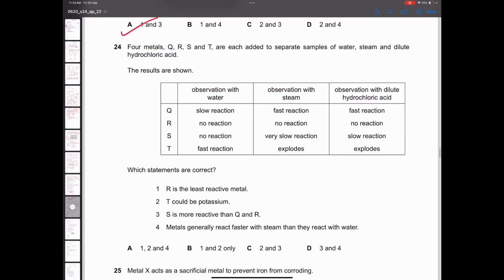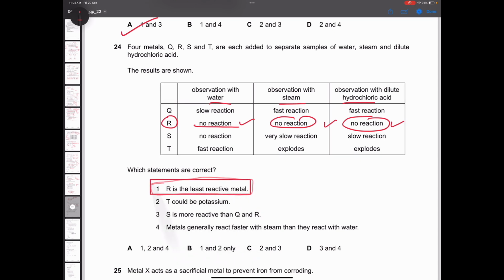Question 24. Four metals Q, R, S, T are added to water, steam, and HCl. We have to see the observations and figure out which one is more reactive. Let's check first the one which is not reacting at all. R: no reaction with water, no reaction with steam, no reaction with HCl. If it is not reacting with HCl, it should be below hydrogen in the reactivity series. So we clearly know that R is the least reactive metal. So statement A is correct. Now in options C and D, statement A is not there.